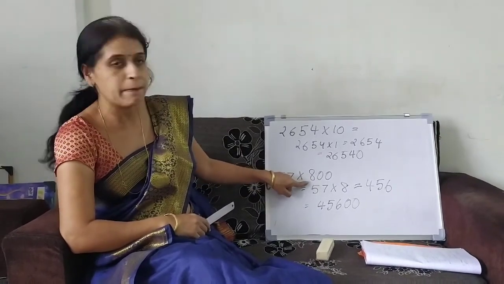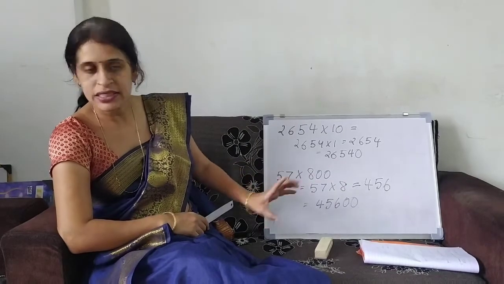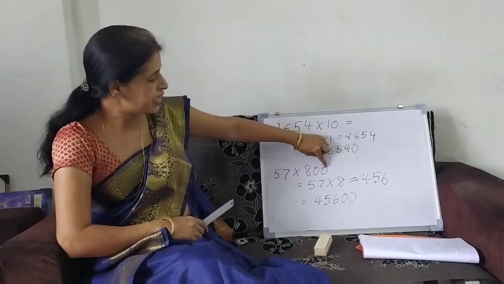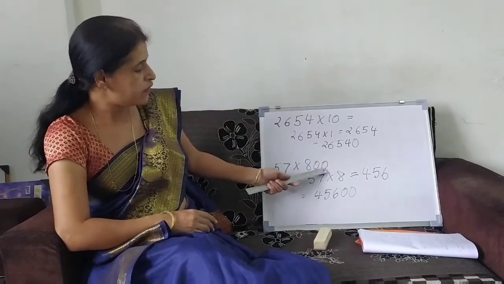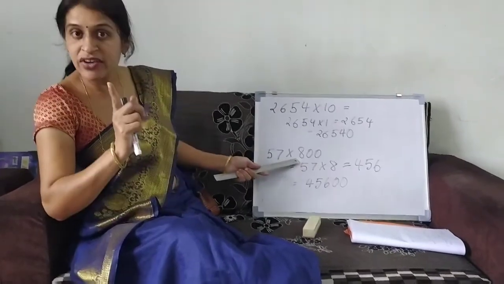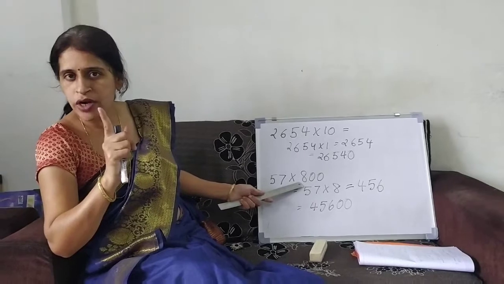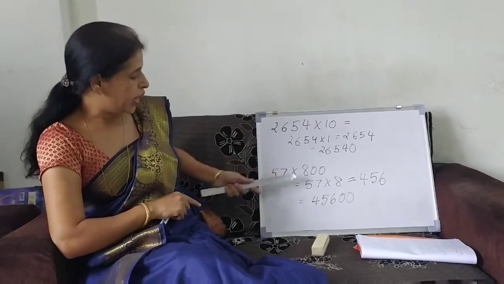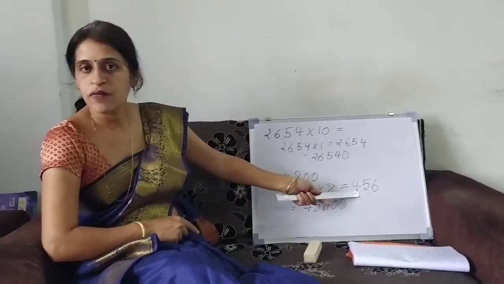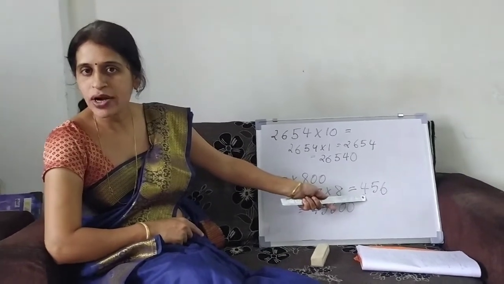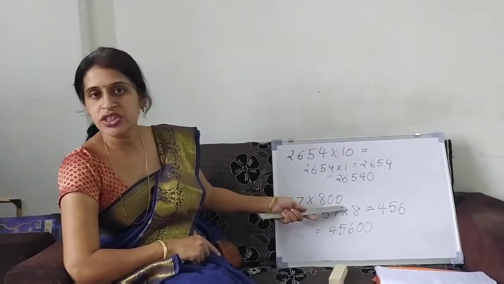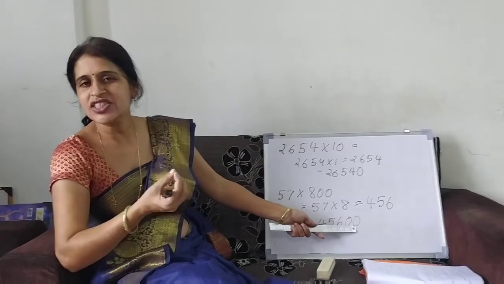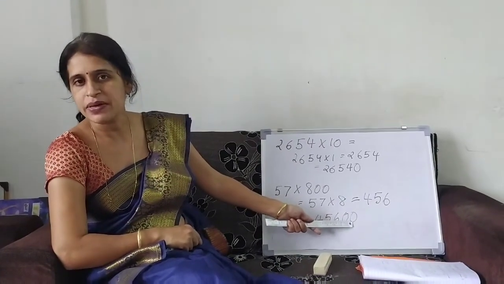Now let's see multiplication by 100. Instead of 100, I have written a number 800 so that I can clear your basics. See, 57 into 800. So in the ones place and the tens place, what do we have? We have 0, 0. But in the hundreds place, we have 8. So at first, we multiply this 57 with 8. 57 into 8 is 456. Now what is left? You are left with the 2 zeros. You can simply put 2 zeros below.